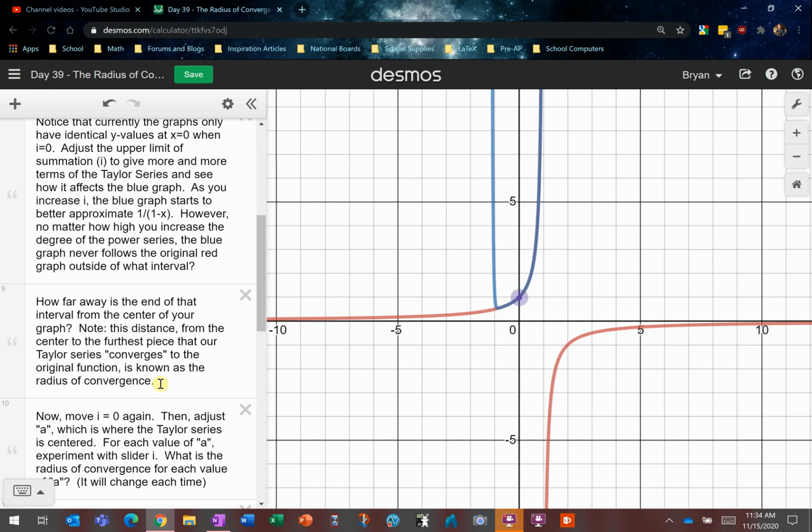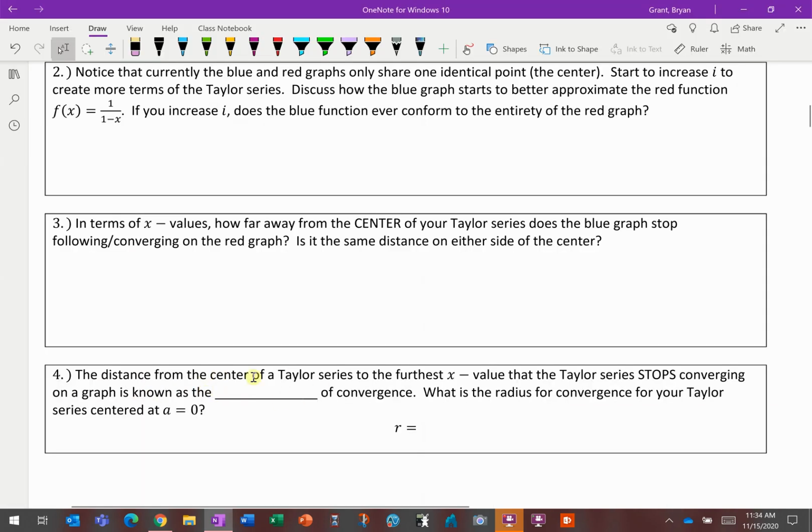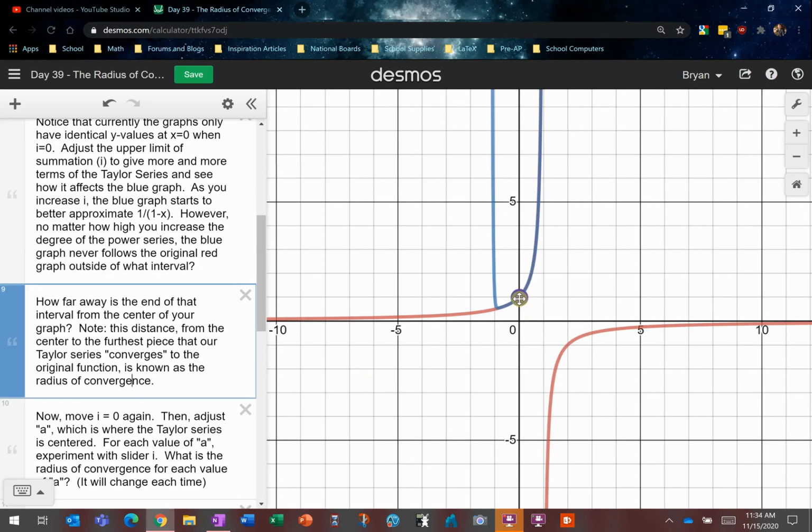That distance to which the function converges is known, and here's our new buzzword, as the radius of convergence. So that's right here. So the radius of convergence for my Taylor series, because I can only go a total of 1 in each direction, is r equals 1. It turns out that this radius is always symmetric. So from here, it's always going to be the same amount in each direction. So if it's 1 this way, it's going to be 1 that way.